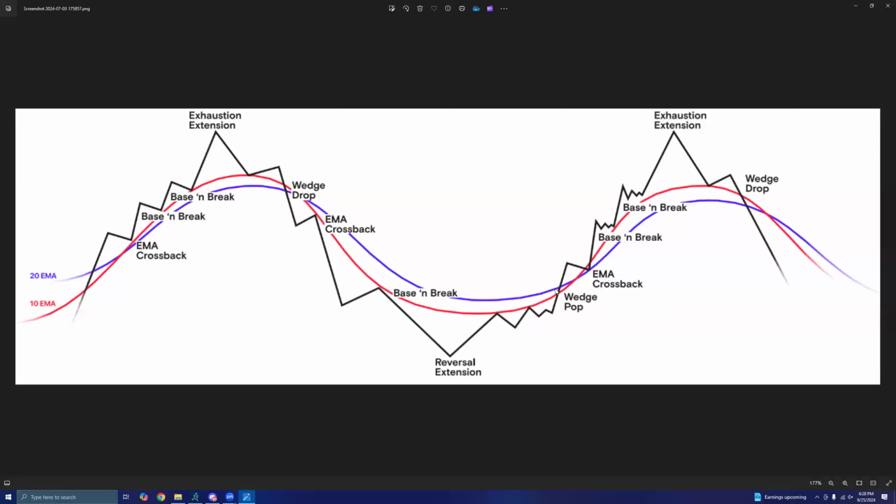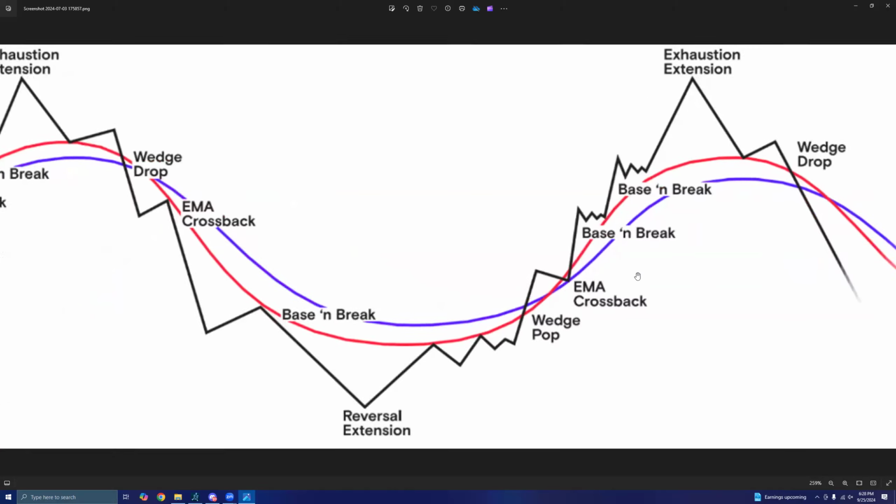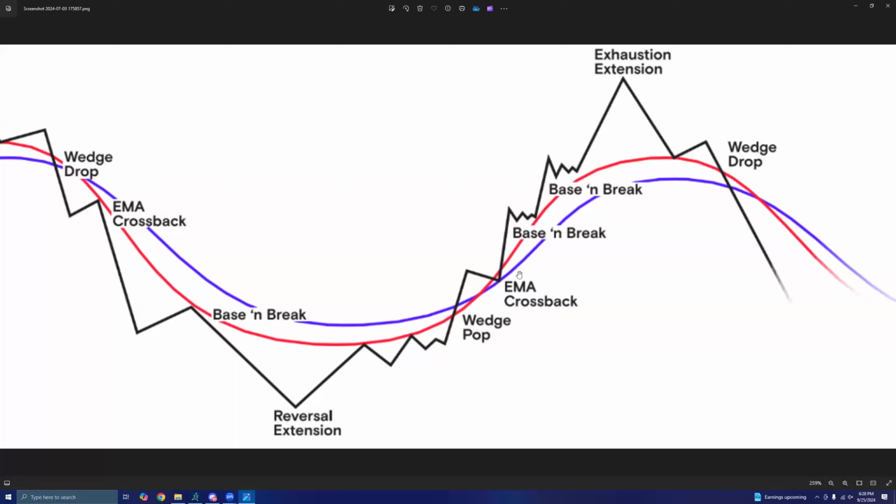Generally speaking, with a new uptrend, there's going to be some first initial pop or break back above the moving averages. Then the moving averages are going to turn into some kind of positive trend here, where we get the 10 moving average above the 20. This setup is called the EMA crossback. So that first dip into a positively trending set of moving averages.